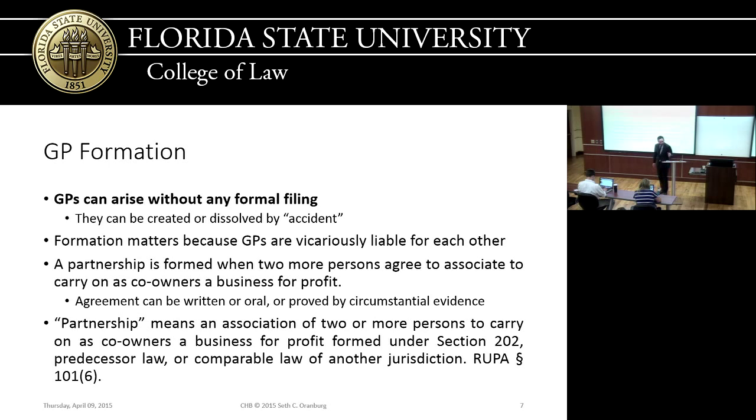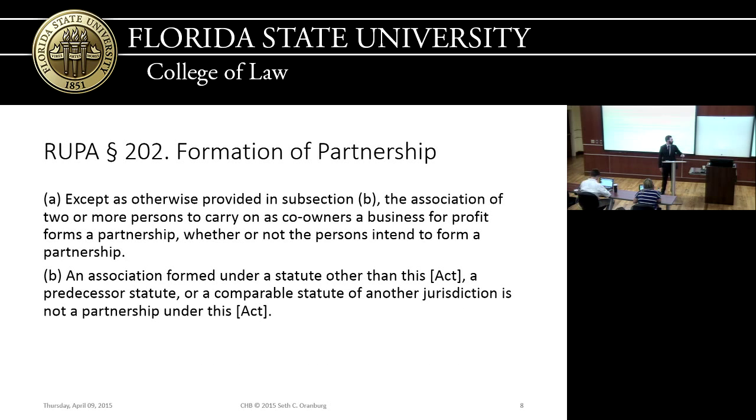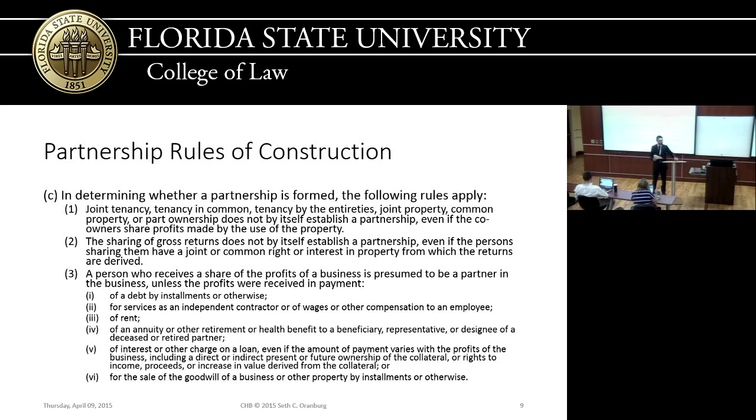So a partnership is formed when two or more persons agree to associate to carry on as co-owners a business for profit. So those are our elements, and a partnership is formed when we have two or more persons agree to associate to carry on a business as co-owners for profit. So when we find those elements, we have created a partnership regardless of intent. Now, while intent doesn't matter, intent to form a partnership can also show that we have created a partnership. But again, it is not required. And again, we have that same rule expressed here in 202. That's where we find that language.